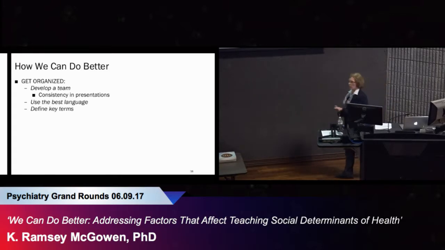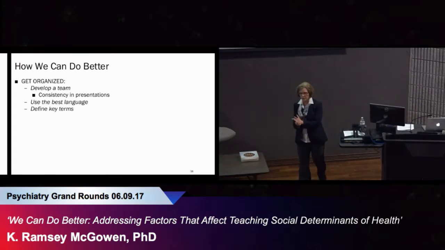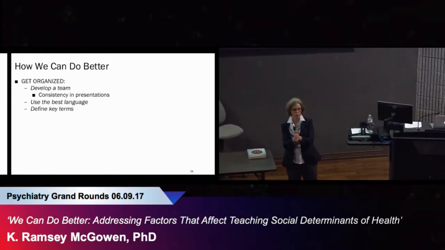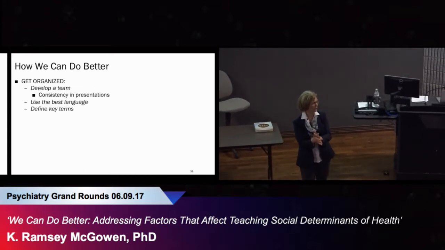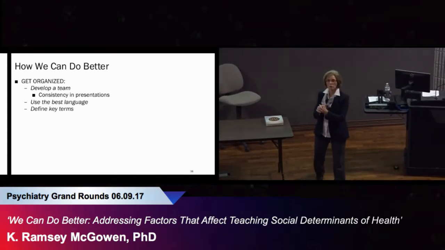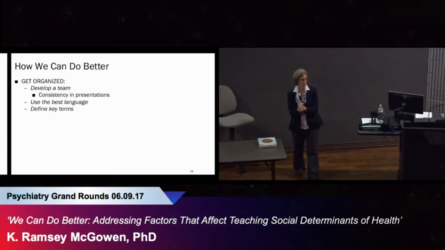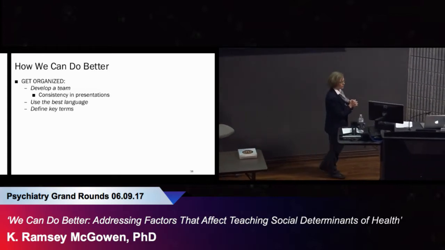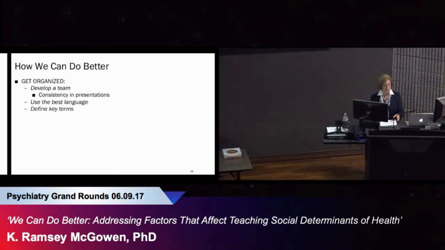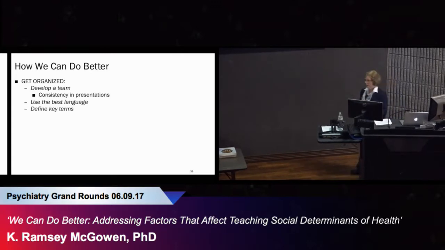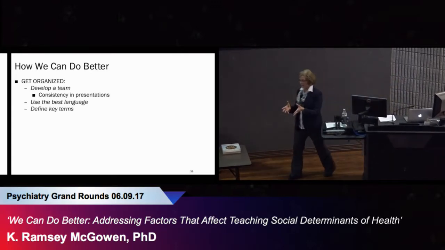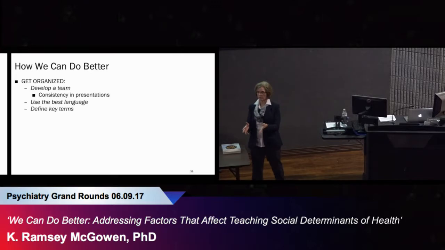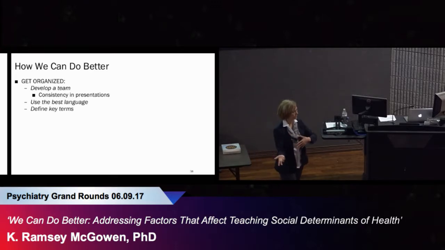So I'm going to close up with some very specific suggestions. This has been a broad brush overview of social determinants and what some of the issues in teaching are, but I'm going to close with some specific suggestions. The first thing I think we need to do is get organized. We need to have a team that understands how this pertains and is relevant to our students and residents, how it's pertinent to the practice of medicine.